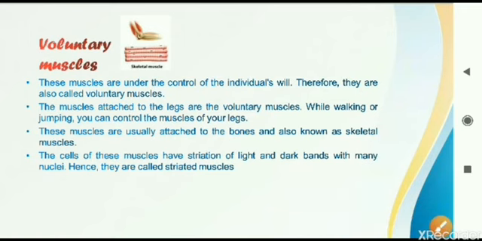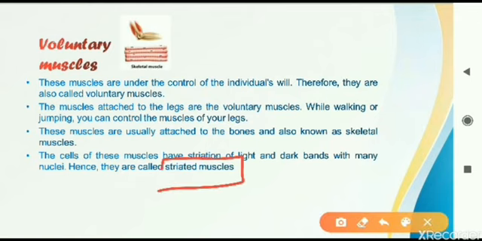They are also called striated muscles. One more name is there: striated muscles. So two names we have remembered. First is voluntary muscles, second is striated muscles. First one, voluntary muscles. Why is this name given? The voluntary muscle name is given because these are under the control of our will. If we want, we can use them. If we don't want them, then we can keep them at rest only. So that is why they are called voluntary muscles, because they are under our control.